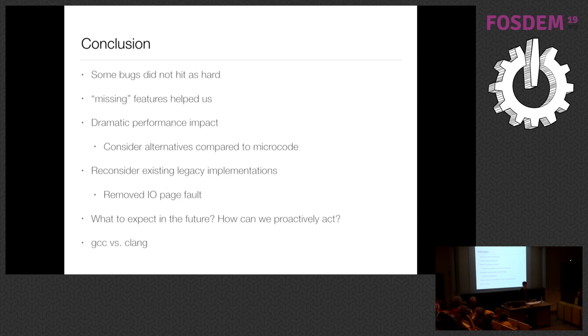We saw a dramatic performance impact, especially for the branch prediction barriers, so we should consider alternatives to the measures implemented via microcode. While doing that, we had to reconsider some of the legacy implementations within Fiasco, so it helped us clean up some of the code. And we could see in the micro benchmarks that we were also able to gain some minor performance improvements. For example, IO page fault support we ditched and moved over to general exception handling, which is fine.